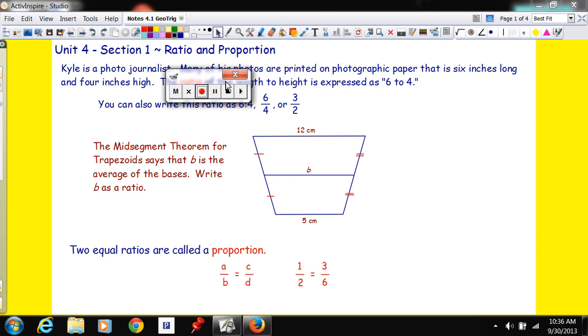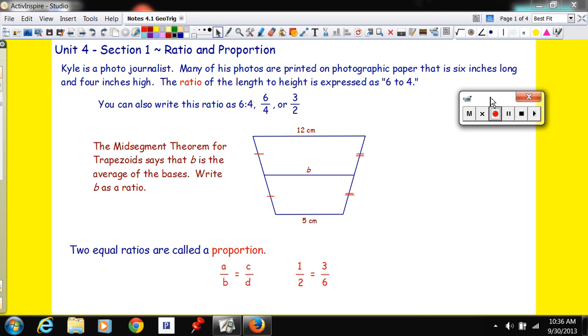All right, section 1 in unit 4. It says Kyle is a photojournalist. Many of his photos are printed on photographic paper that is 6 inches long and 4 inches high. The ratio of length to height is expressed as 6 to 4. So ratio, I highlighted it in red because it's a key vocabulary word.